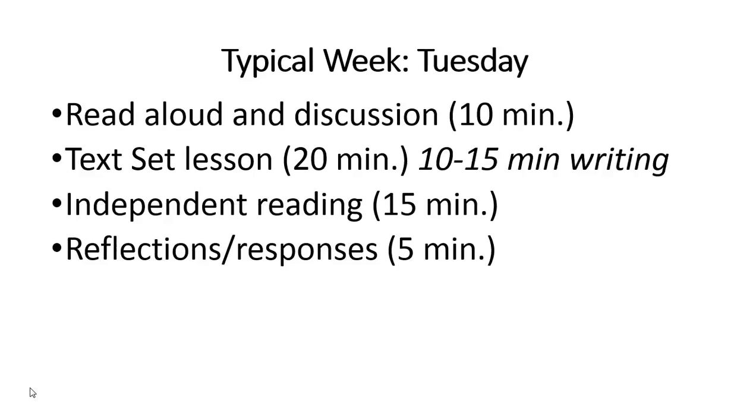Tuesday, you're going to begin with read aloud and then have a class discussion on it to make sure all kids are on the same page and they understand what's going on. And then you're going to do a text set lesson, which is also in the text and lessons book that was provided for you. And with this text set lesson, it'd be good for you to do a 10 to 15 minute writing activity to go along with it within the 20 minutes. And then independent reading for 15 minutes, and then close out the hour with reflection or responses in the journal. And you can use the journal prompt questions that will be provided for you.